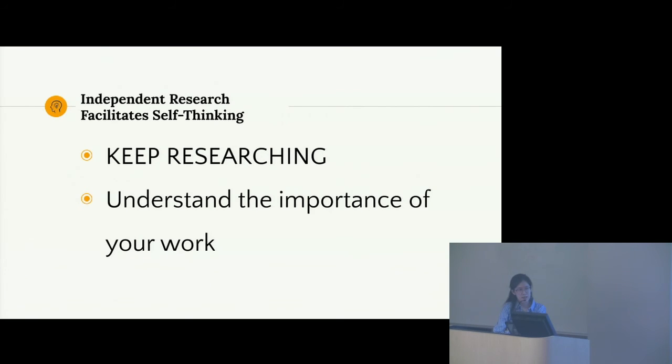Also, another important thing is to understand the importance of your work. I didn't really understand how my work was helping other people or if it even would help other people. So when I got to the point where I realized my work is important, it really helped me motivate myself to keep going.